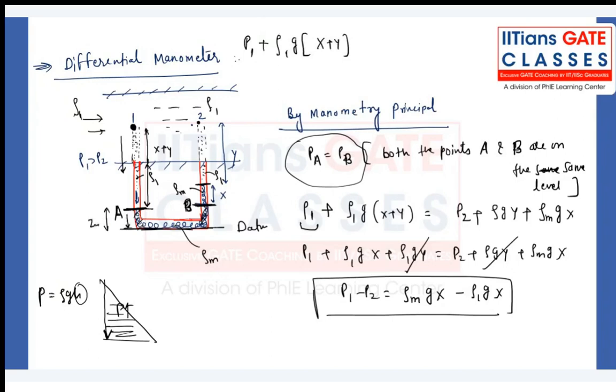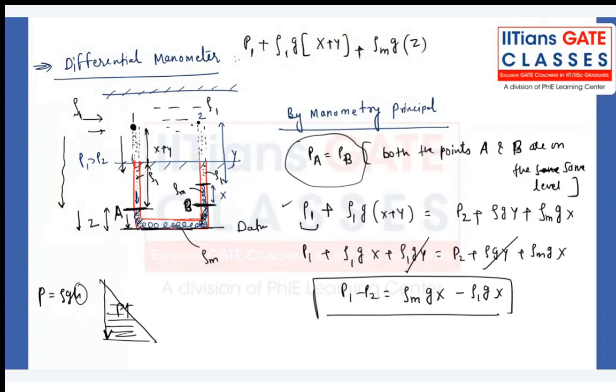Let's say, to avoid your confusion, I'm telling you a very long method. Once again, do not confuse, sir. You are telling so many methods. No, I'm telling you, you will end up getting the same equation, but be patient. See, you are moving in the downward direction. So you are adding P1 plus rho 1 g into whatever is coming in your path while moving downward. You keep on adding. You keep on adding. What is that? Rho m g z, because you are moving further down.